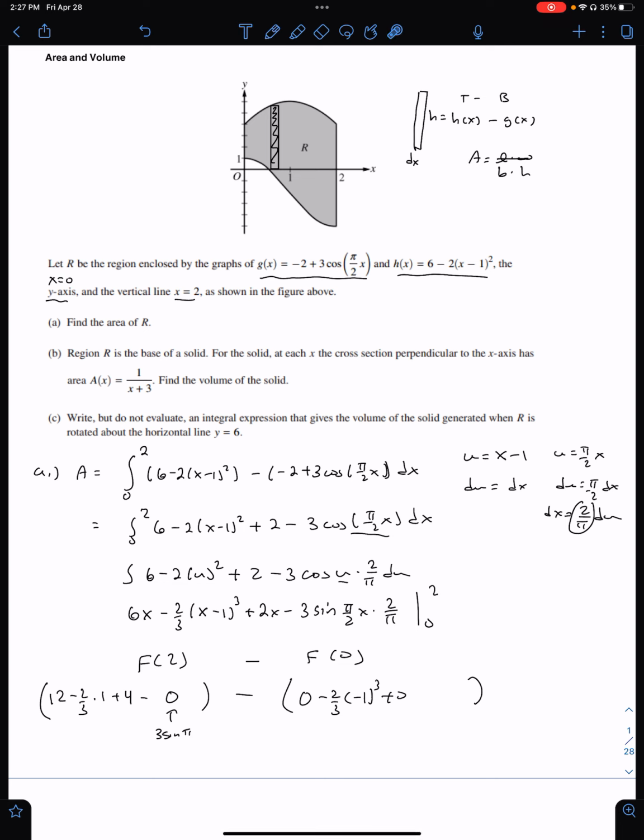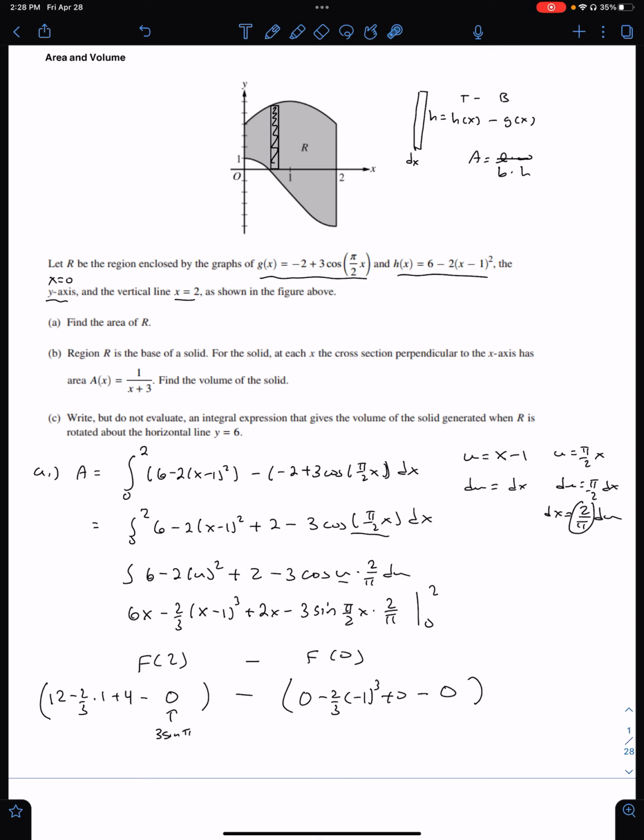And again, if we plug 0 into pi over 2x, that just becomes 0 because sine of 0 is still 0. So again, just this whole big minus 0. And there's your answer. Do not simplify that. Leave it alone. All right, so let's take a look at part B.